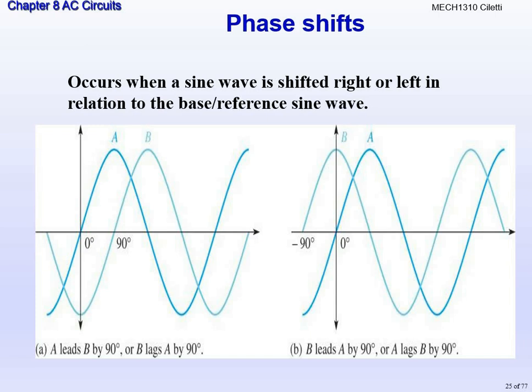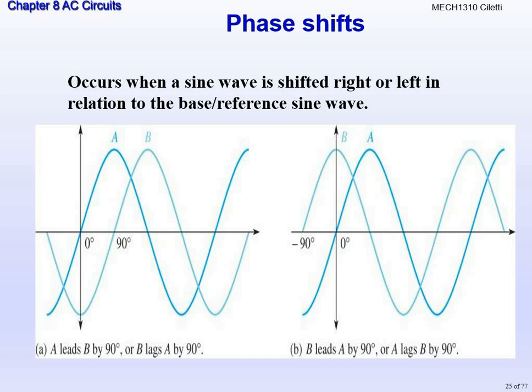I'm going to start with the graph on the left-hand side here. If we take a look at the two waveforms, there's a darker waveform labeled A and a lighter waveform labeled B. So A is leading B by 90 degrees. How do we know that? Well, look where A and B both cross the x-axis. The leading signal will always be the one closest to the y-axis or highest on the y-axis. It's got to be closest and highest.